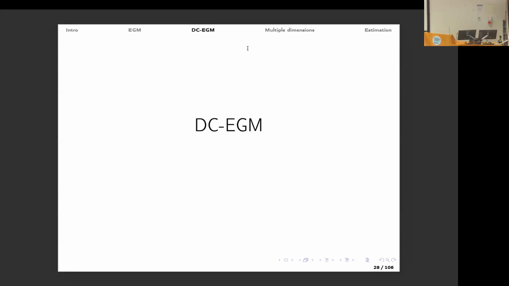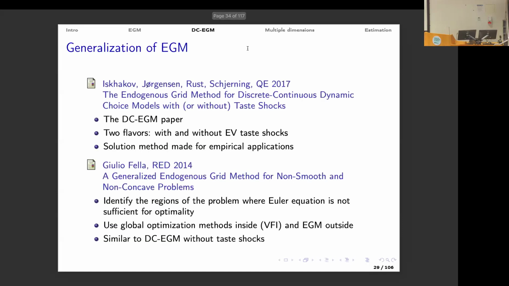Okay, any questions on EGM? It's magic, isn't it? It just solves the problem really fast, very accurately. Let's make it work with discrete choices. Must be a good idea.